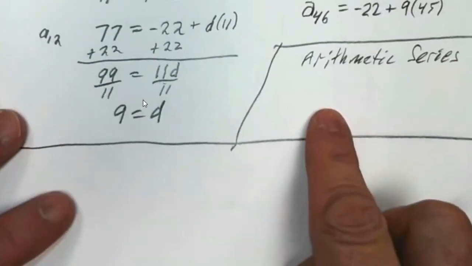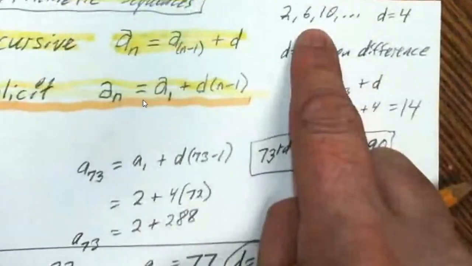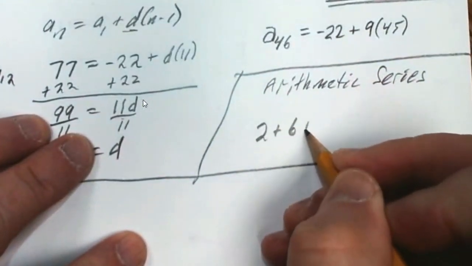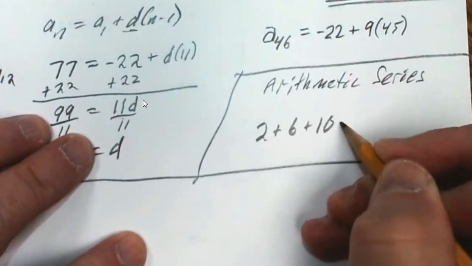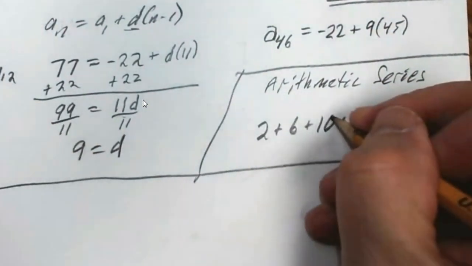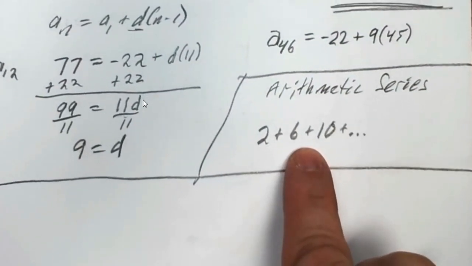Arithmetic series would be, let's use the same one we were using up here, 2, 6, 10. That would be the sequence, but the series would say 2 plus 6 plus 10 plus ... The series is the sum. If we add this sequence up, what does it equal?